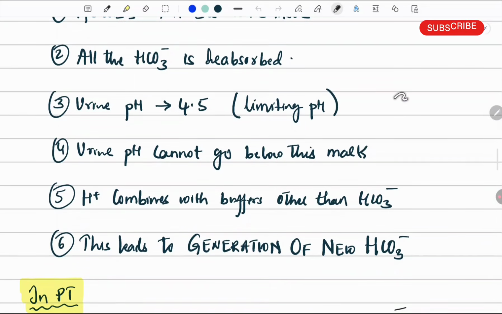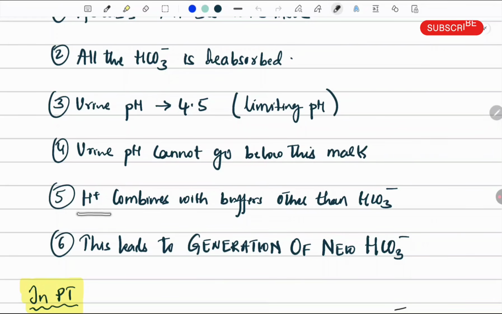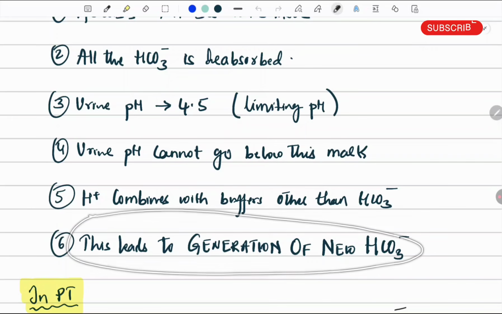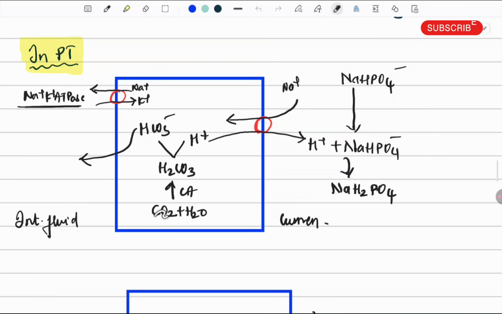Now what is going to happen? That means I cannot leave H+ in the tubular lumen. This H+ has to combine with some buffers. So this H+, which is now secreted, is going to combine with buffers other than bicarbonate, and this results in the generation of new bicarbonate. How that occurs, let's understand. So what occurs in the proximal tubule? Again, the same process: CO2 plus H2O, carbonic anhydrase, H2CO3 splits to form H+ and HCO3-. H+ is secreted with the help of the sodium-hydrogen exchanger, and bicarbonate is reabsorbed.